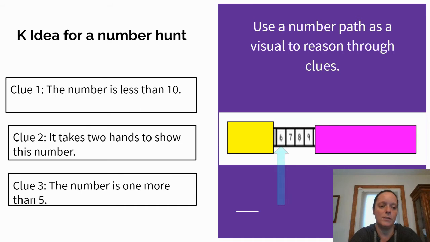And the last clue reveals the answer. The number is 1 more than 5. And the only answer would be 6. I think for kindergarten, 3 clues is definitely enough, and maybe you'll find your students are ready for a bigger challenge, but starting easy is always the way to go, no matter what grade level you're working in.